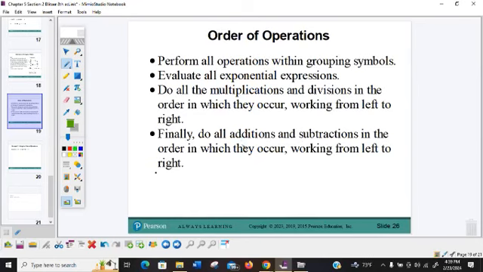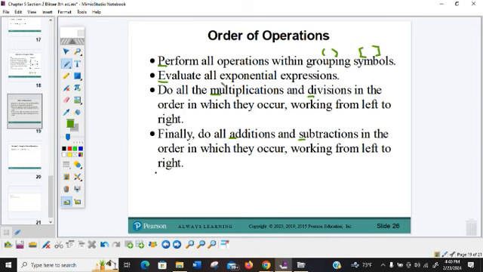In this video, we're going to look at order of operations. You've probably heard "Please Excuse My Dear Aunt Sally" several times in your life. The P stands for do all the grouping symbols first. So we're talking parentheses, brackets, anything that's grouped, do that first.